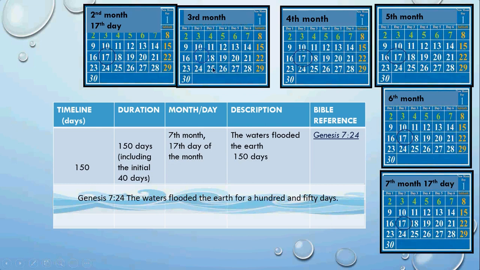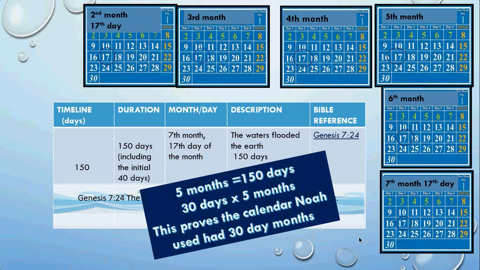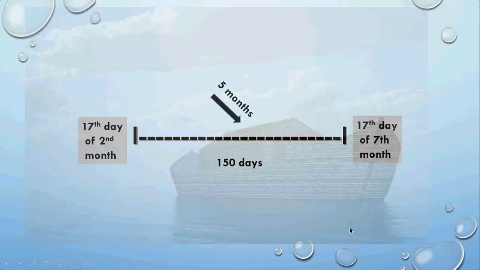And up here I have the five calendar months. Each one of them is 30 days long, showing a five-month period of 30 days each. And so this proves the calendar of Noah used 30-day months. And here's another chart. I like pictures and charts, and this is another one showing the day it started, the 17th day of the second month, ending the 17th day of the 7th month. And it shows your 150 days, which is a five-month period.